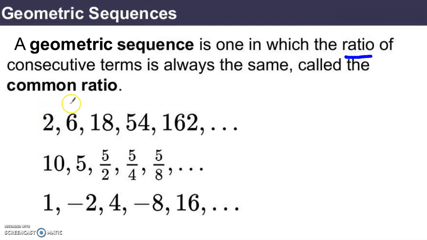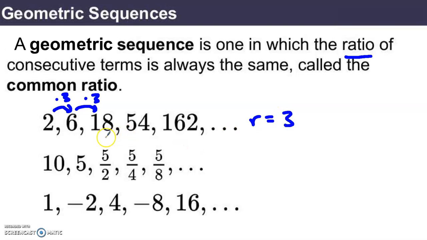The sequence 2, 6, 18, 54, 162. What can I multiply each term by to get the next term? It's 3. 2 times 3 is 6. 6 times 3 is 18, and so forth. Here, the common ratio, we usually use r, is 3.